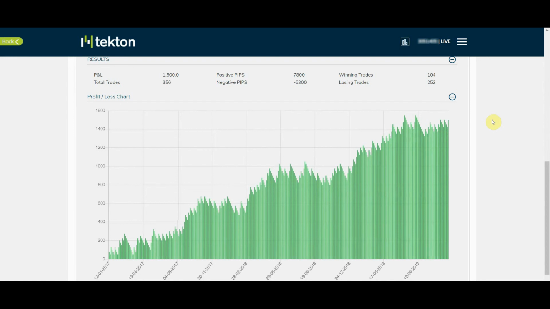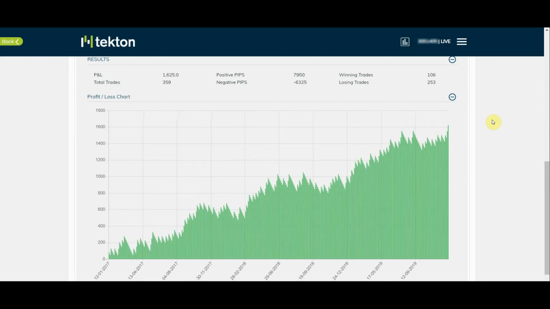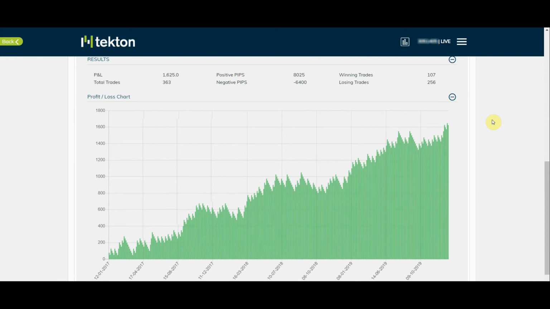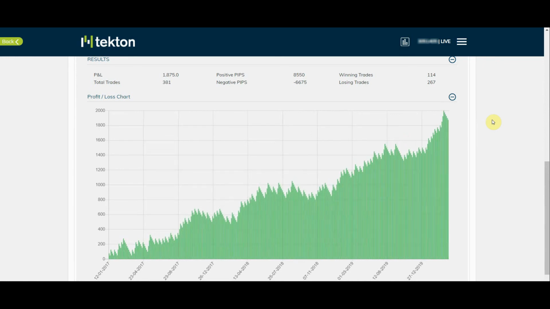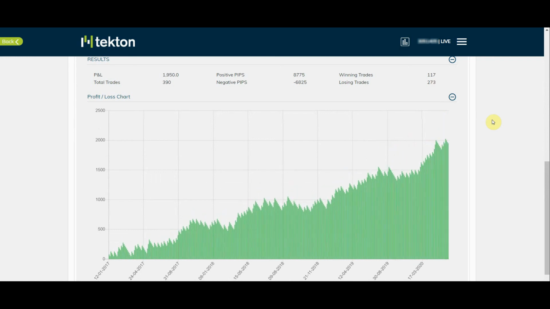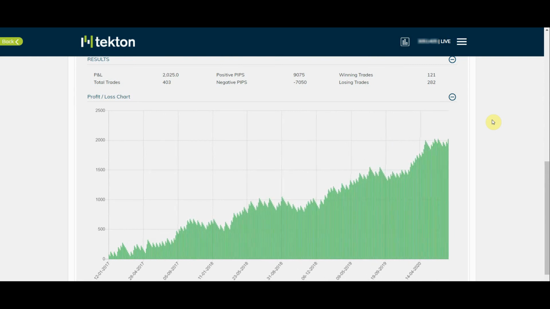So, I'm going to cover off the quick last question while we're waiting for this backtest. Does Tekton make money? And yes, it does. It does allow you to make money. But the more burning question you should ask yourself is, what does Tekton do? Does Tekton make money, or does Tekton give you the facility to create your own algorithms? And that's the difference, okay?